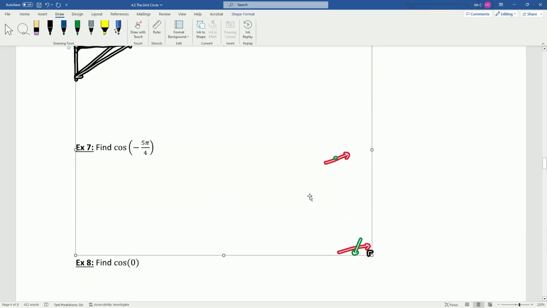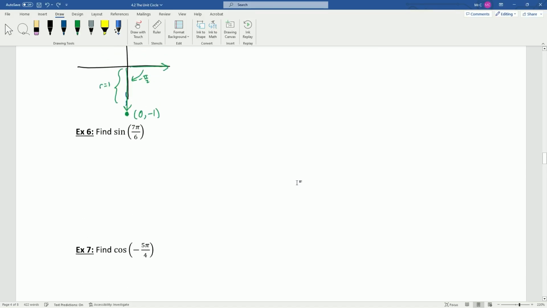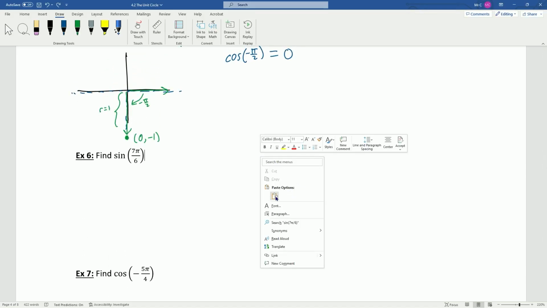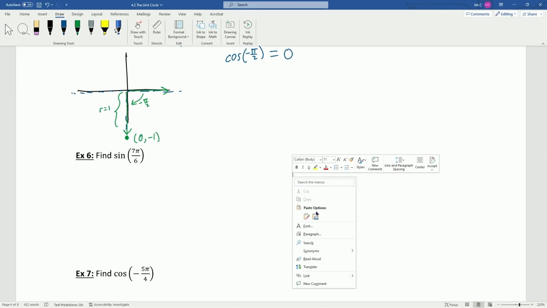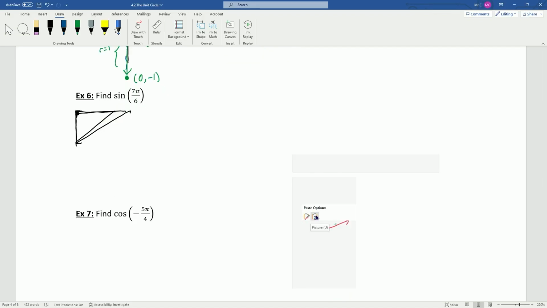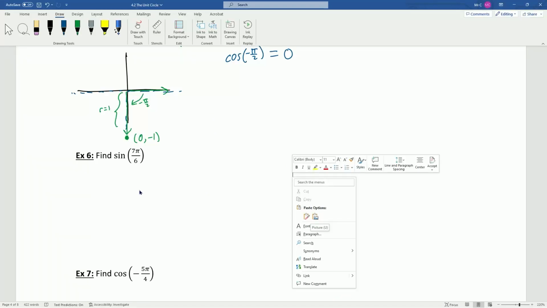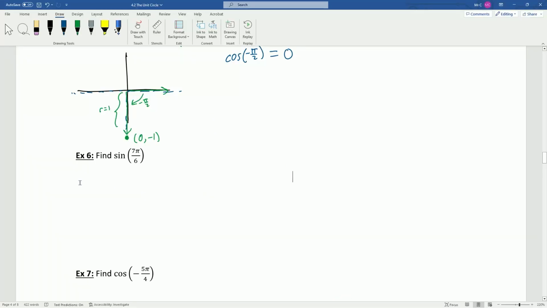Okay, that did not copy properly at all. It does not want to let me copy that. Let's try that one more time. Okay, it's not going to work. We'll just redraw it real quick. All right. Sometimes Word is not very cooperative with me.